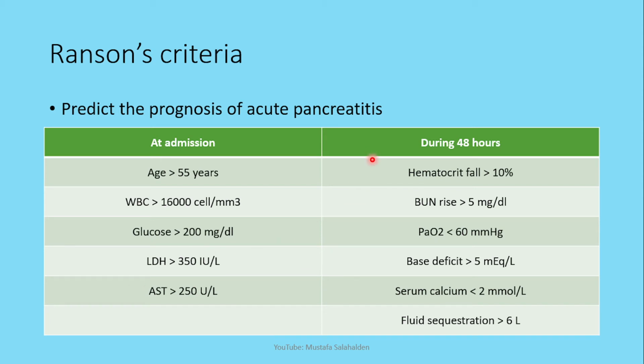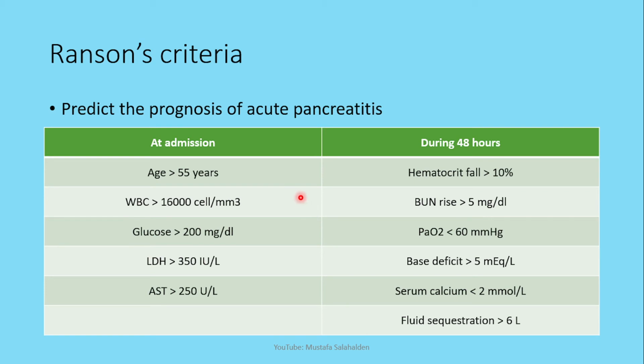And during 48 hours of the admission, the hematocrit, if the hematocrit falls by 10%, the patient gets 1 point. And the blood urea nitrogen, if it is more than 5, also 1 point. The PaO2, if it is less than 60, indicates 1 point. And base deficit, if it is more than 5, also gives 1 point, and serum calcium, if it is less than 2, gives 1 point, and finally fluid sequestration, if it is more than 6 liters, also gives 1 point.